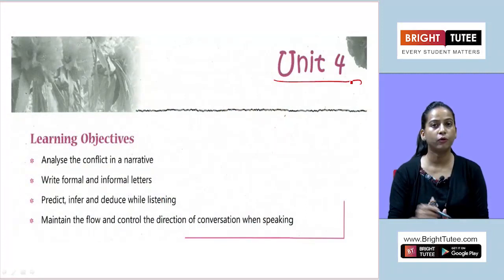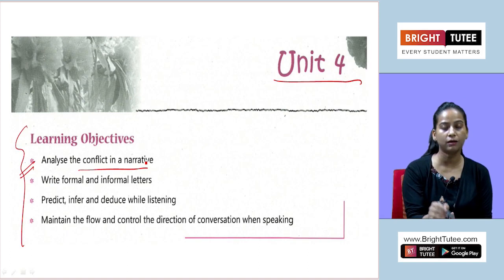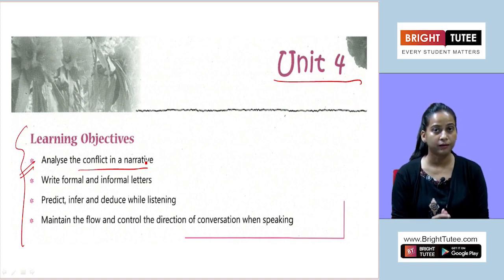Hello students, I'm Jitesh Gola and today we are going to start with Unit 4 of the Class 11th main course book. So the learning objectives of Unit 4 are going to be, the first one, analyze the conflict in a narrative. Narrative means if we are reading any story, what are the different conflicts involved in that. So we'll talk about that and how to analyze and interpret the same.